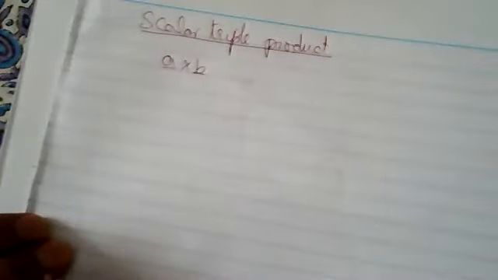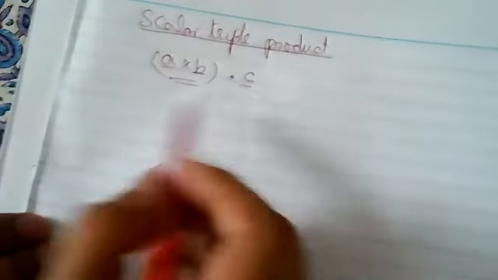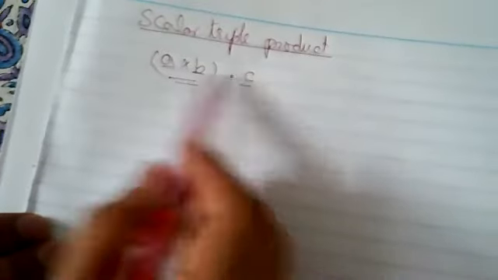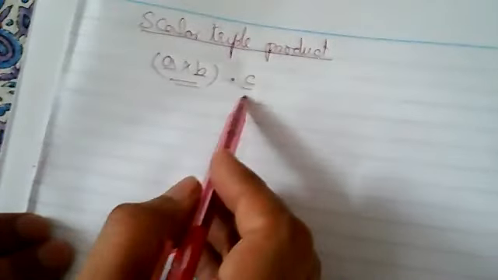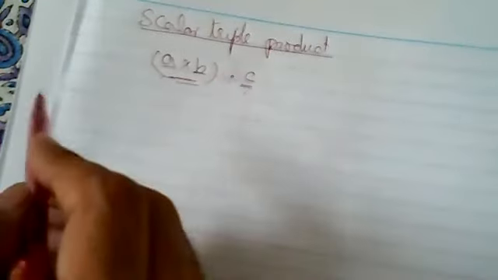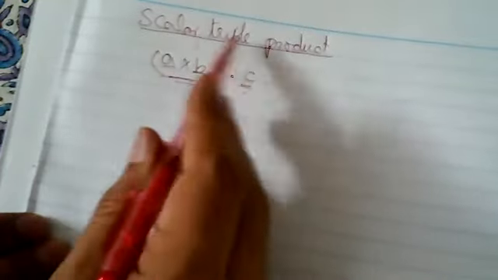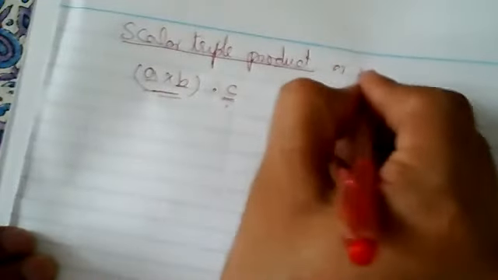As the cross product of two vectors is a vector, like A cross B is a vector, when this vector product is multiplied scalarly by a third vector C, such a product involving three vectors, where this is a vector and this is a vector, scalarly multiplied with a dot product, is called the scalar triple product, or it is called the box product.